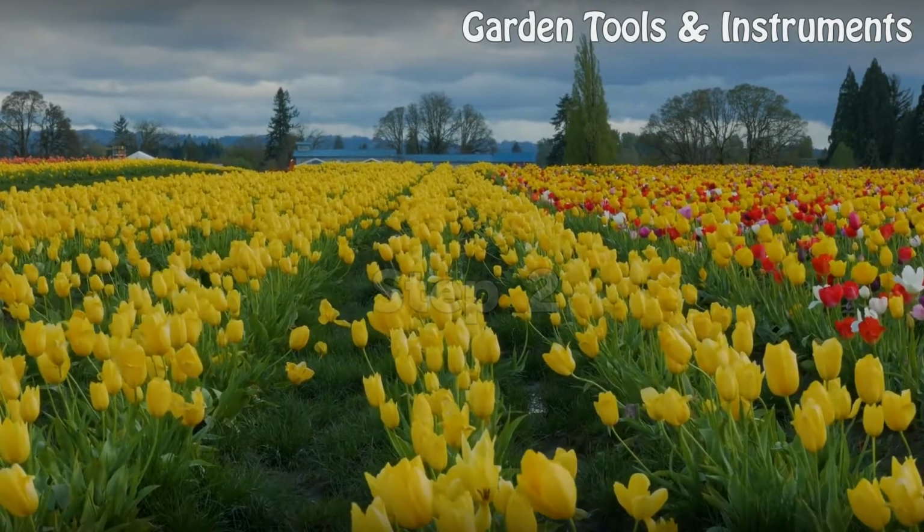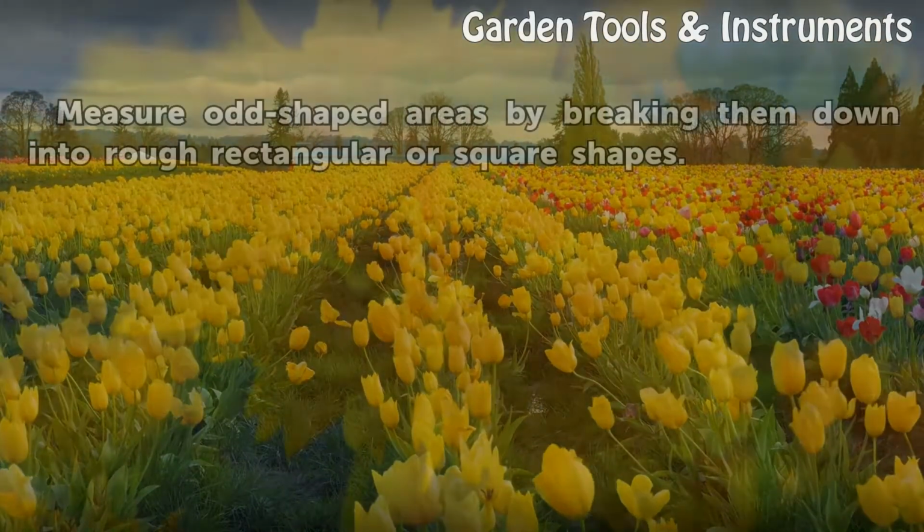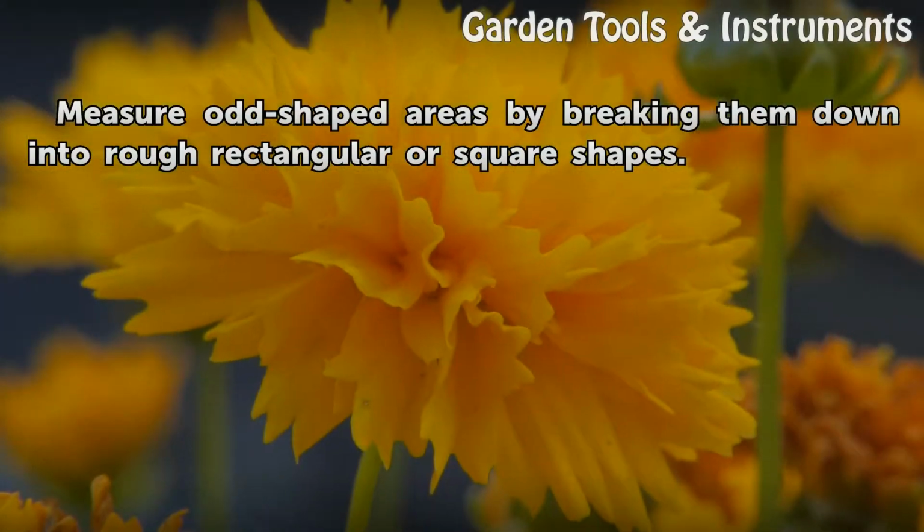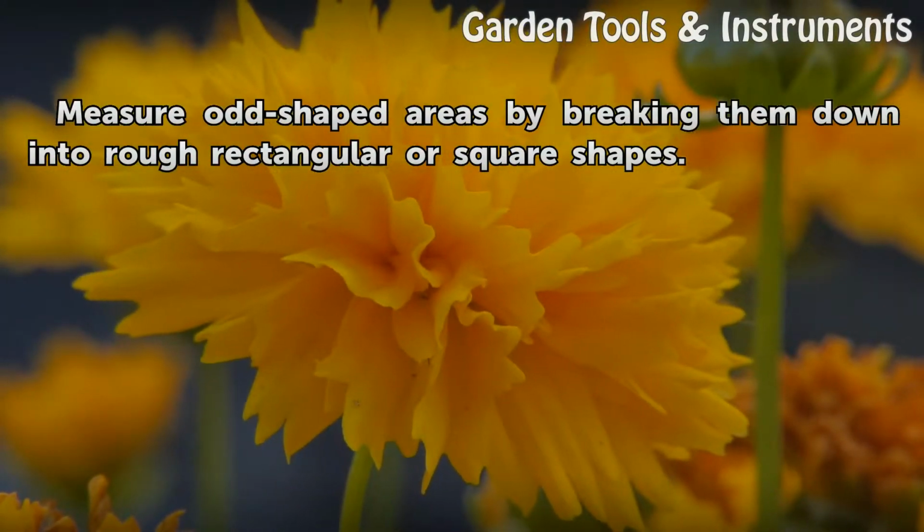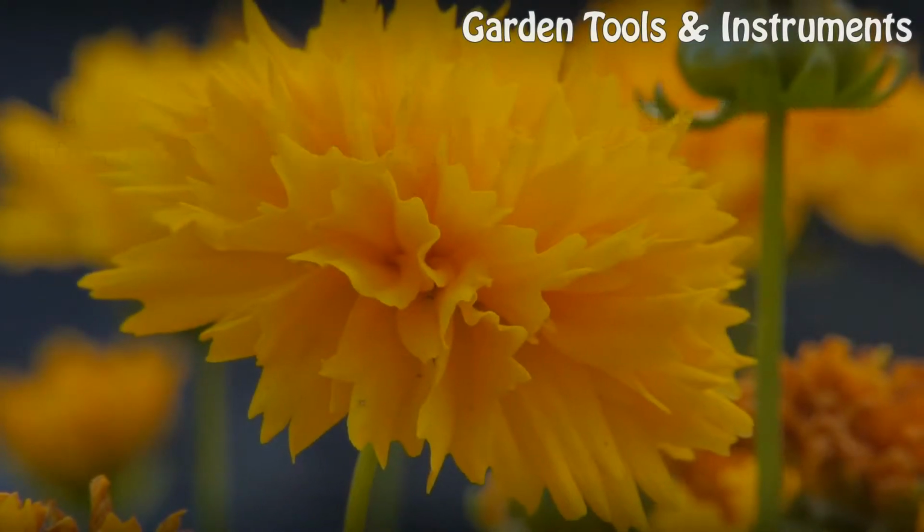Step 2. Measure odd-shaped areas by breaking them down into rough rectangular or square shapes.